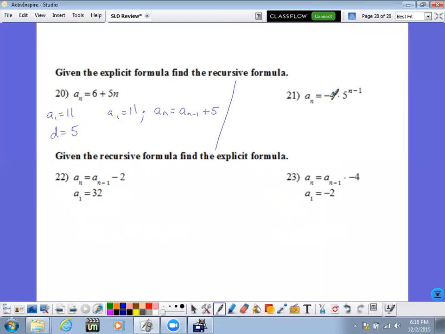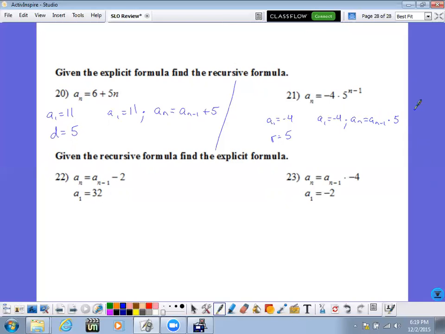This one is a little bit easier, right? So we already know our first term is negative 4. Our ratio is 5. So we have to list it out that way. First term is negative 4. And then our formula is going to be our term we're looking for is equal to the previous term times 5. And we're done with that.